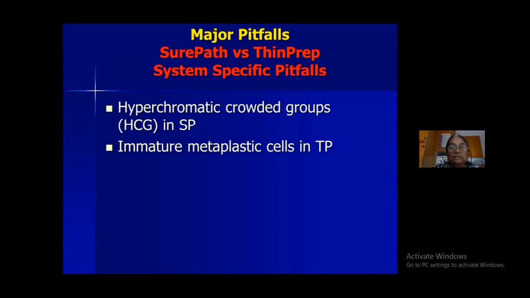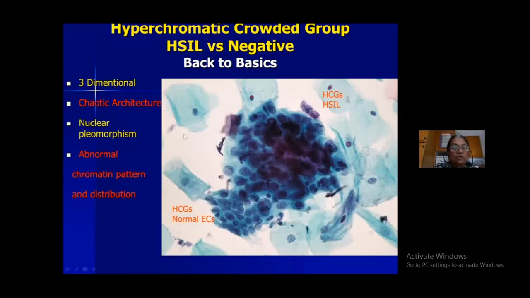The next one is the major pitfall in ShowPath versus ThinPrep system-specific pitfall. Hyperchromatic crowded groups in ShowPath and immature metaplastic cells in ThinPrep. So hyperchromatic crowded group, always focus, if it's three-dimensional, chaotic architecture, and then pleomorphic nuclei, when you can see, then examine the chromatin distribution abnormalities. All three are present, it's abnormal.